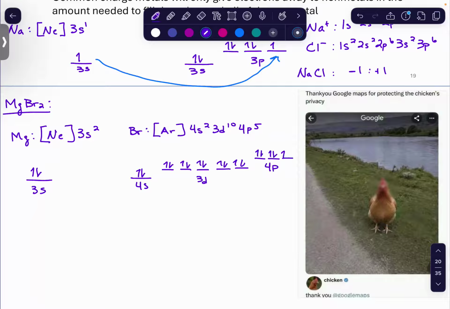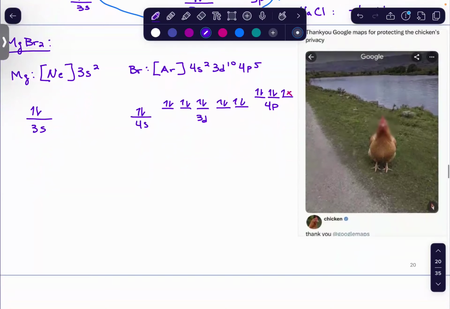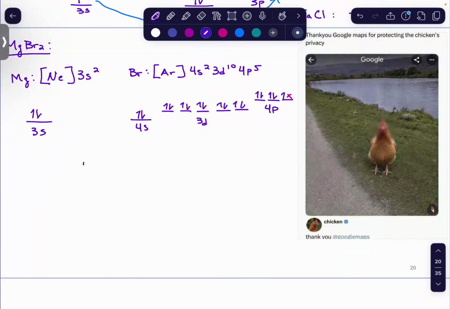Remember your valence electrons are your 2 from 4s and your 5 from 4p. You have one spot open on bromine, but two electrons to give for magnesium. So for magnesium to give up both those electrons, it's going to need two bromines to fill up that 4p level. And so you're going to get MgBr2. Looking at the charges, magnesium is a +2, and two bromines are -1 and -1. That's going to neutralize, so +2, -2.